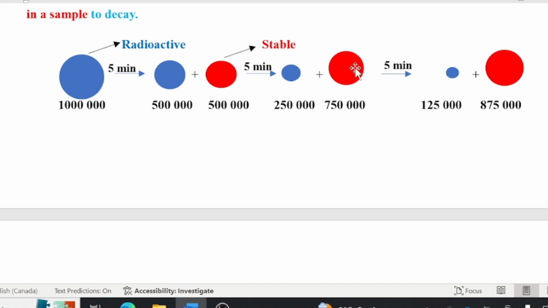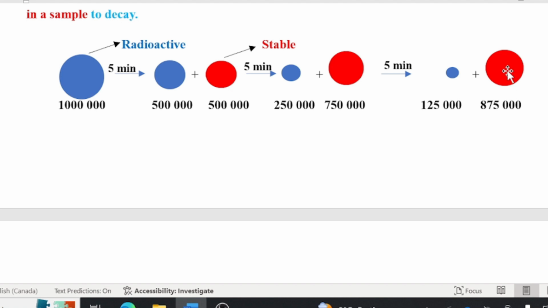Now, for another 5 minutes, what's going to happen? Half of these will break down, and we will remain with 125,000 atoms of the radioactive isotope in nuclei here, and the other 125,000 will add up to this here, and will give me 875,000 nuclei of the stable isotope.